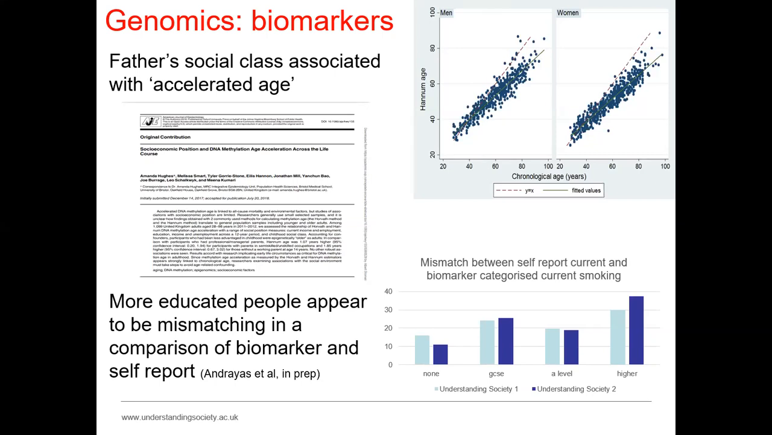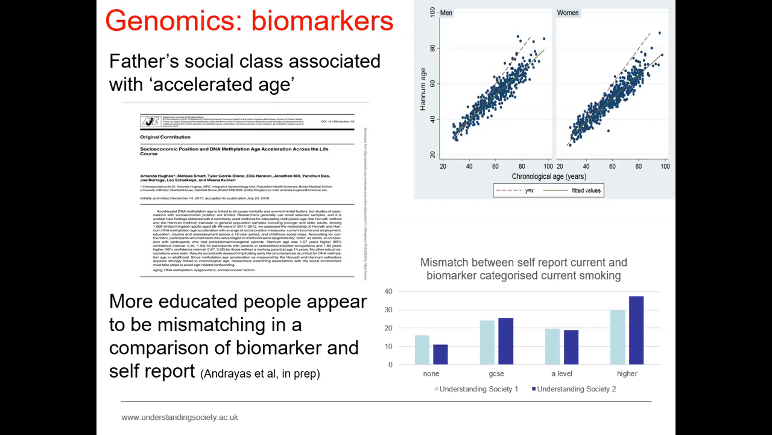So we published a paper suggesting that you need to be careful about how you're treating age in these analyses. What we saw was that father's social class was associated with being biologically older than your chronological age. So disadvantage in early life meant you were aging more quickly biologically.